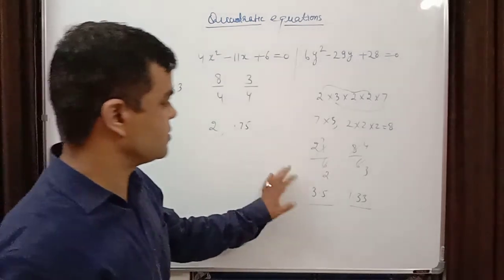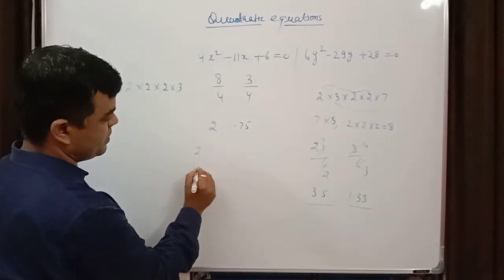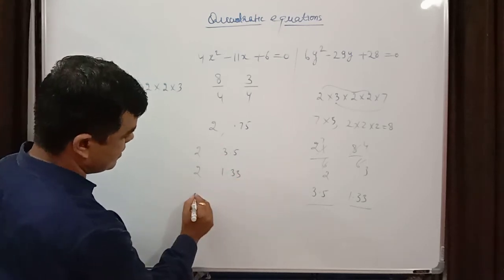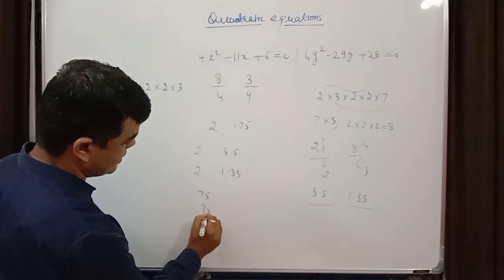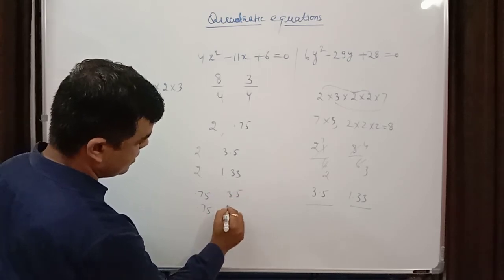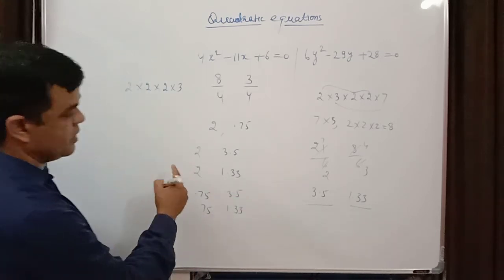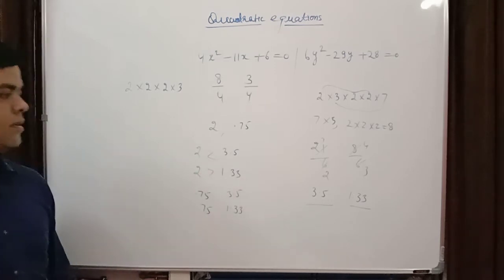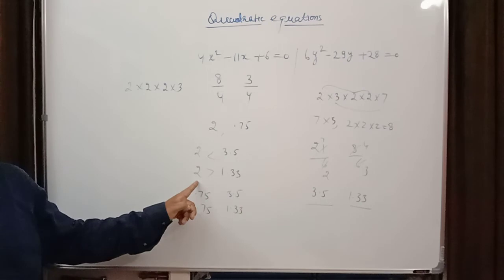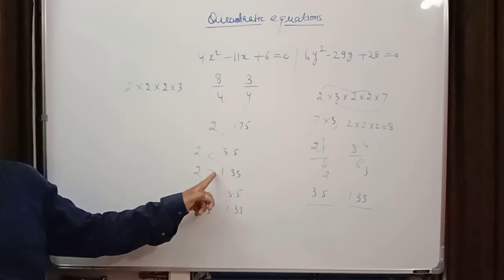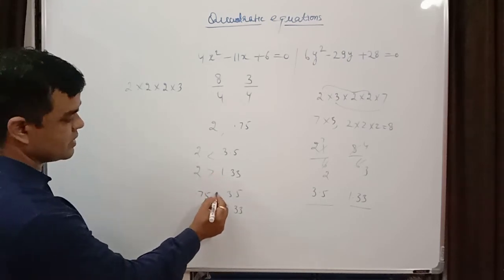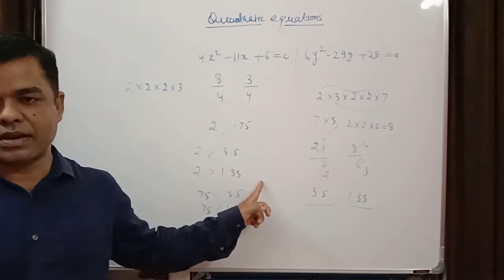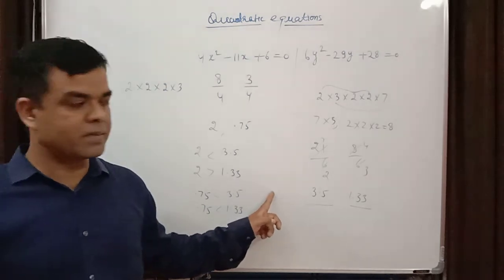Now the part comes for comparison. Make this table. Compare 2 with 3.5 and 1.33. Then compare 0.75 with 3.5 and 1.33. Here see, 2 is less than 3.5. Here 2 is greater than 1.33. So the relation cannot be established. Here it is less. Okay. So the answer will be relation cannot be established. This will be the answer.